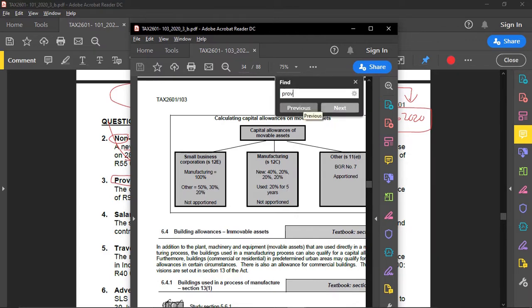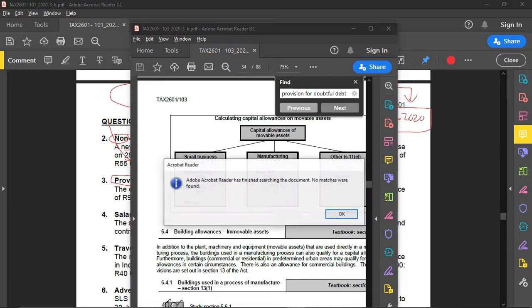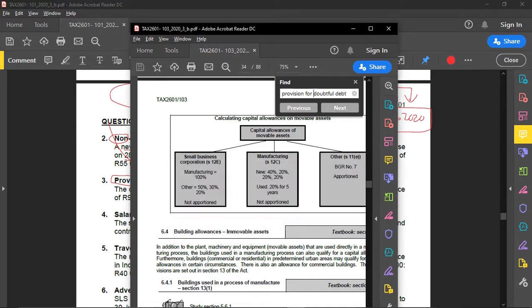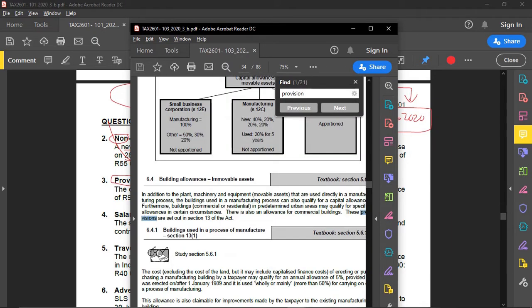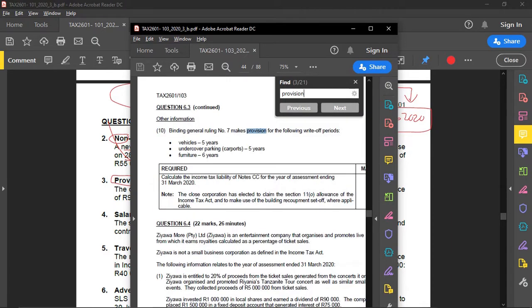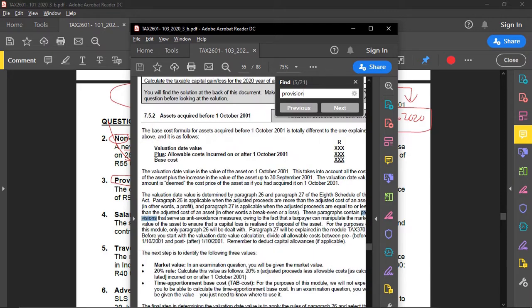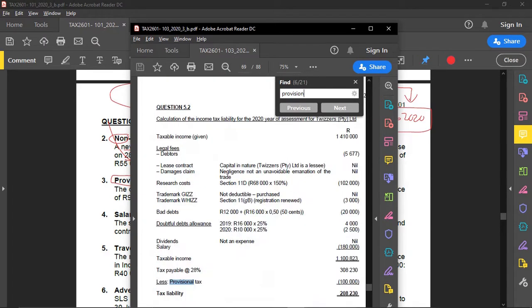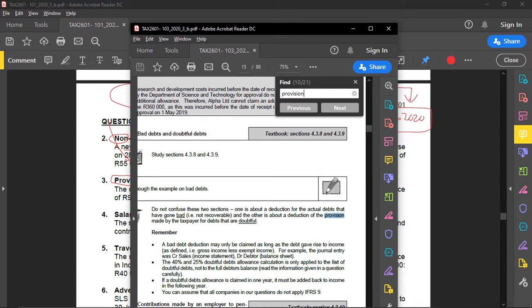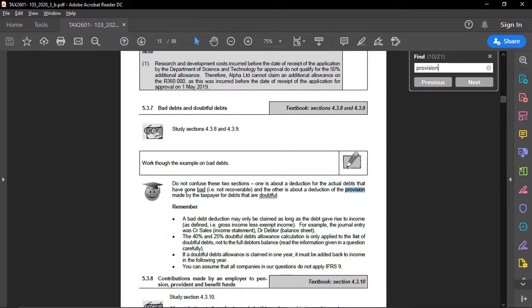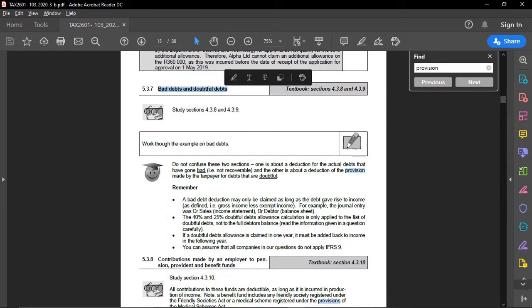Just to show you this, provision for doubtful debts. Doubtful debt, not coming up. Bad debt, maybe. Let's just go provision. Provision, provision, provision. There. Have a look. Doubtful debts, right?